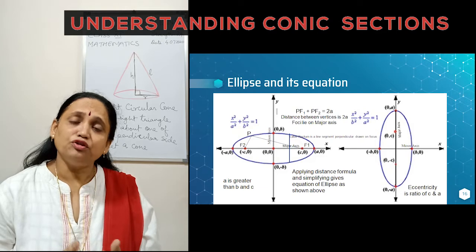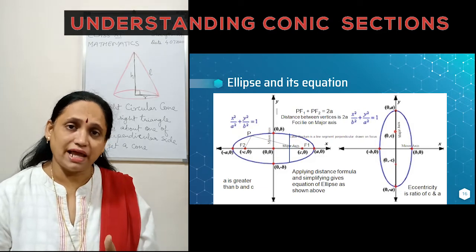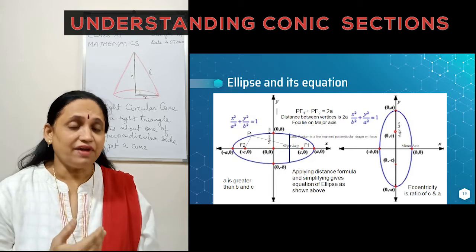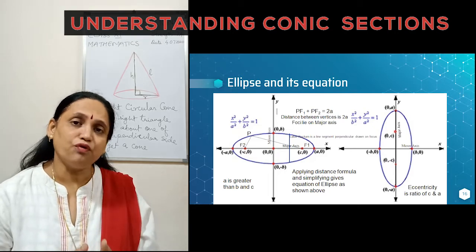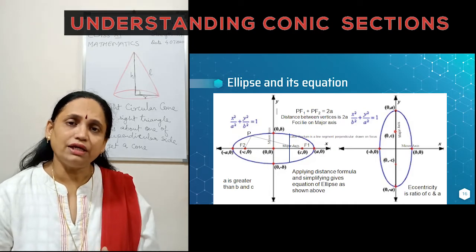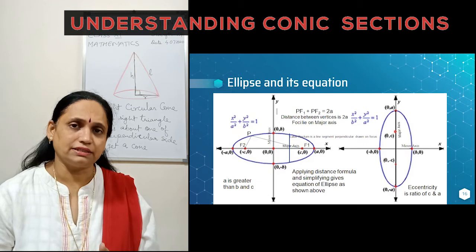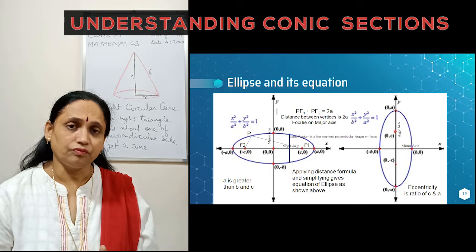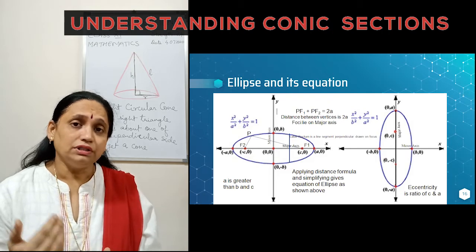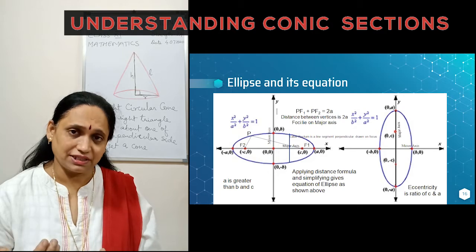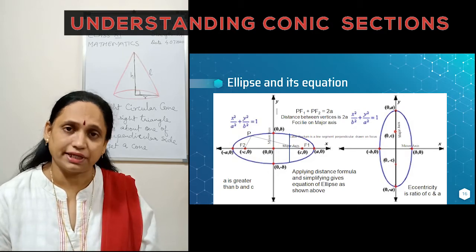And remember, the focus of the ellipse lies on the major axis. Hence, if the x-axis is the major axis, the focus will lie on the x-axis. And we would take the coordinates of the focus as (c, 0) and (-c, 0). The point where the ellipse meets the x-axis or the major axis is called the vertex.